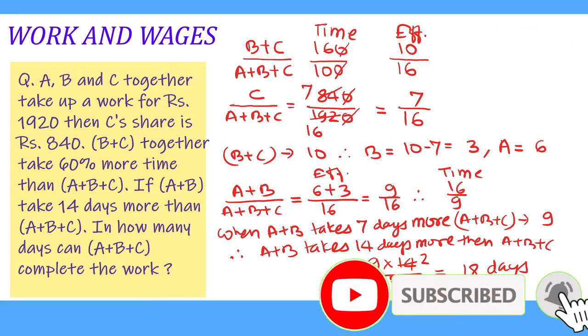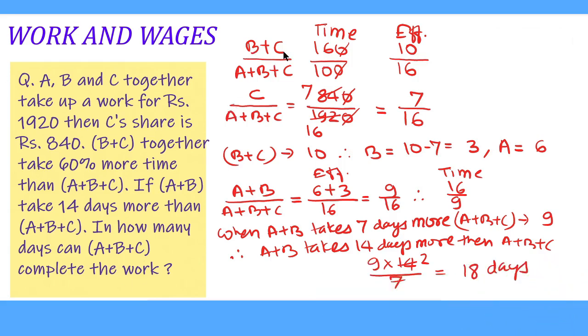I will explain it again. It is given to us that the time taken by B plus C is 60% more than A plus B plus C. Now, if A plus B plus C do it in 100 days, then B plus C will be doing it in 160 days. That is the ratio of their time. So we cancel here and we get 16 upon 10. As efficiency is the reciprocal of time, the efficiency of B plus C upon A plus B plus C is equal to 10 upon 16.